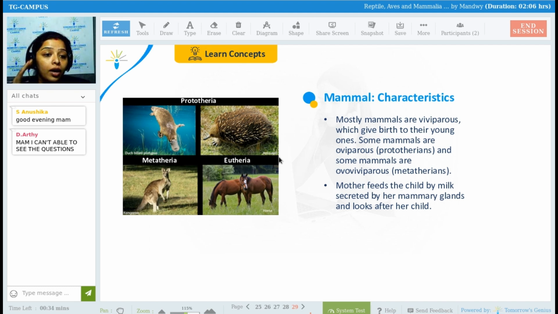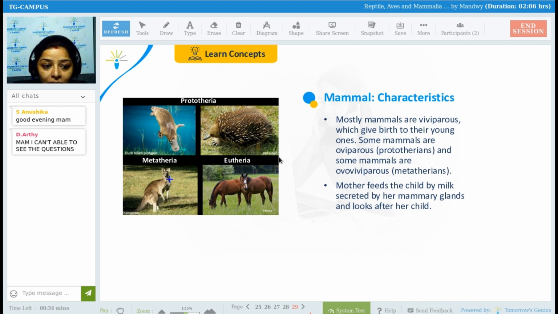Most of the members of mammals are viviparous, but still some organisms are oviparous. For example, the Prototherians. Prototherians or the Prototheria are oviparous, like duck-billed platypus, like anteater. Some mammals are ovoviviparous, like Metatheria.